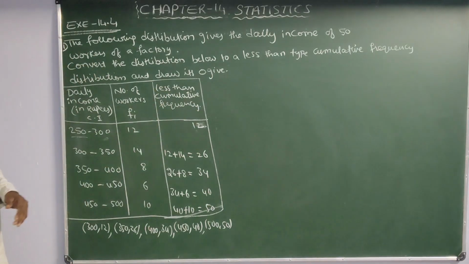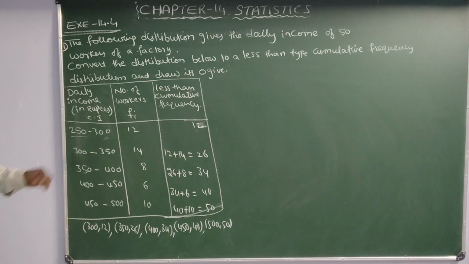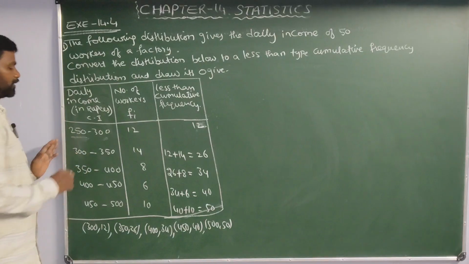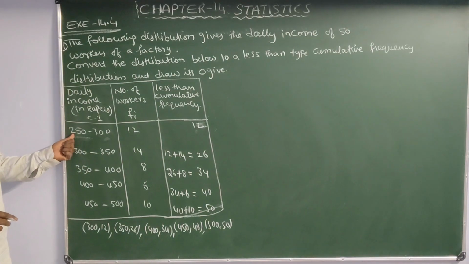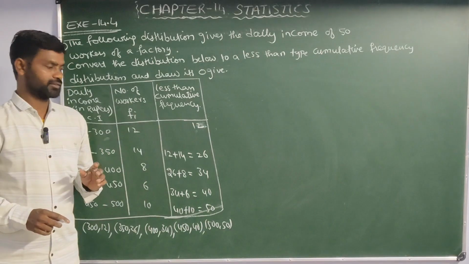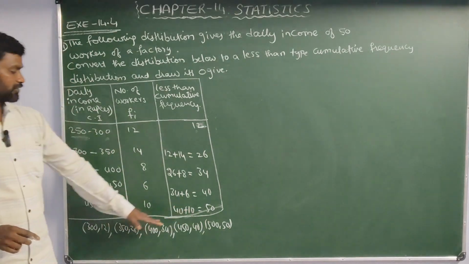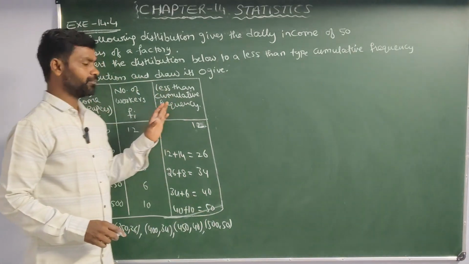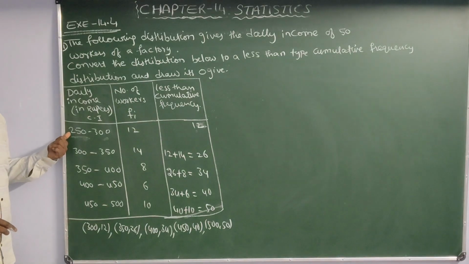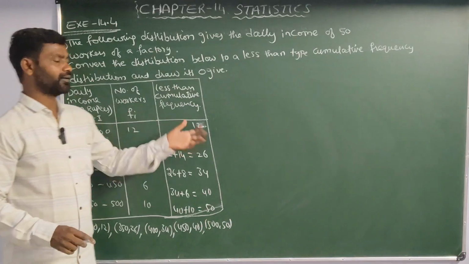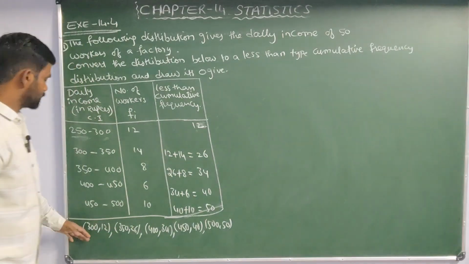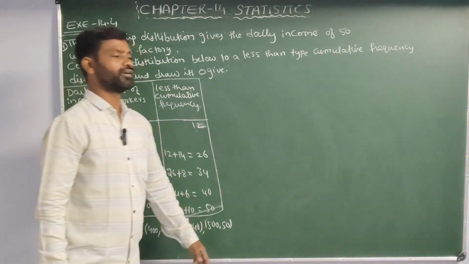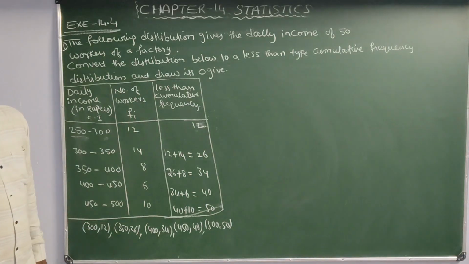If the question is about the greater than type of cumulative frequency, then which boundary points do you have to take? Lower boundary and the cumulative frequency, and that cumulative frequency we have to write from the bottom to the top. Then we write the lower boundary and the cumulative frequency. Now these ordered pairs we are going to plot on the graph paper.